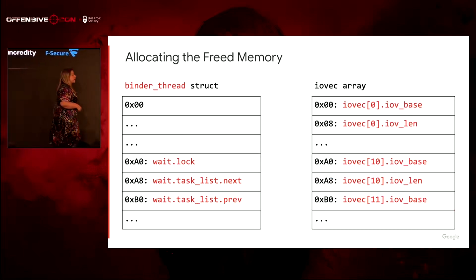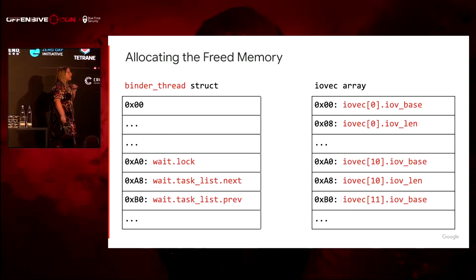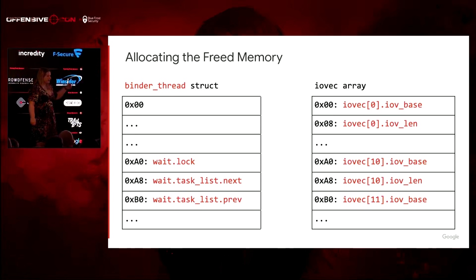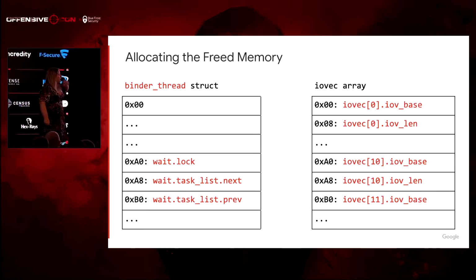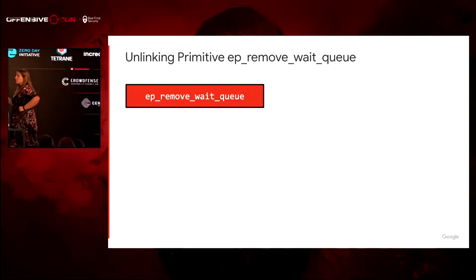So this is what it looks like when we reallocate. We have our binder thread struct. At offset A0 is where our wait queue begins, starting with the spin lock and then the 2 entries in the task list. And so when we reallocate our IOVEC array there, that ends up being index 10 of the IOVEC: the iov_base, again the address of the buffer, then the length, and then the next entry, which is another entry to the buffer. And so to overwrite these now, we use our unlinking primitive. Oh, I jumped ahead a little bit.